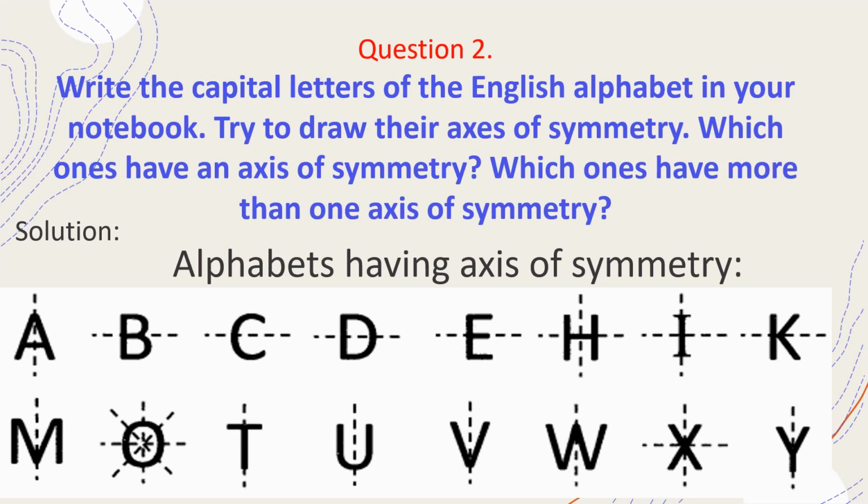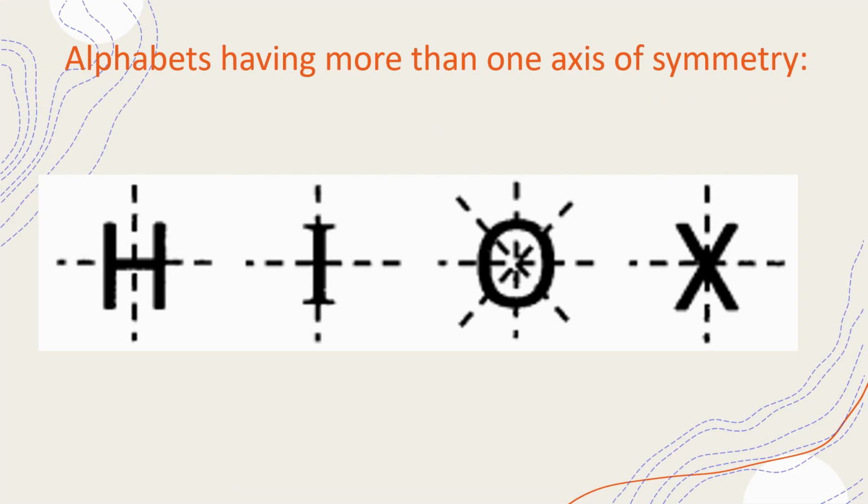Now we have to find out which ones have more than one axis of symmetry. So here you can see the alphabets having more than one axis of symmetry are H, I, O, X. So these four alphabets have more than one axis of symmetry.